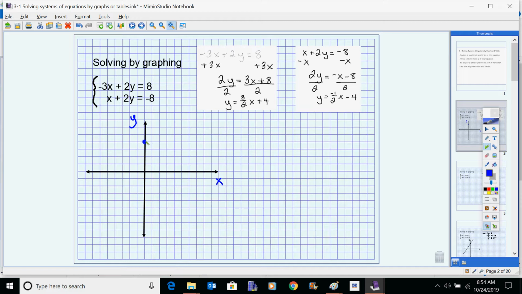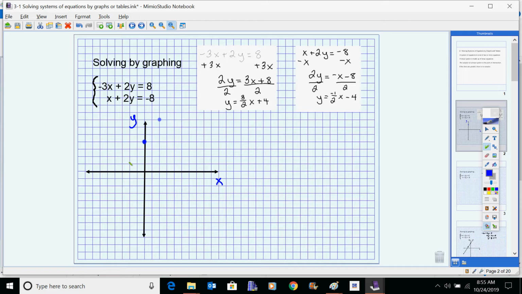And then we need to go over how many? It's rise over run, so we go up 3, 1, 2, 3, and then over 2. Now that's great, but we need more points than that. So then how do we find more of them?